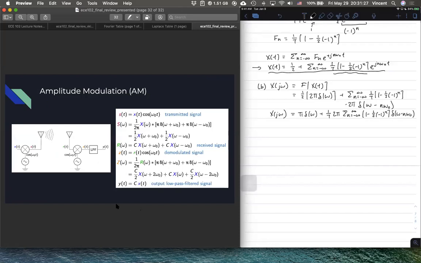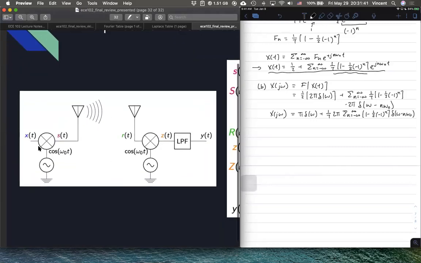If you ever listen to radio, you've probably heard of AM radio. AM stands for amplitude modulation, and this is a really common way that signals are transmitted across the air. If you look at this system diagram here, X of t is the signal that the radio station broadcasts. The signal gets mixed in with some cosine to form S of t, and S of t is what gets actually sent across the air.